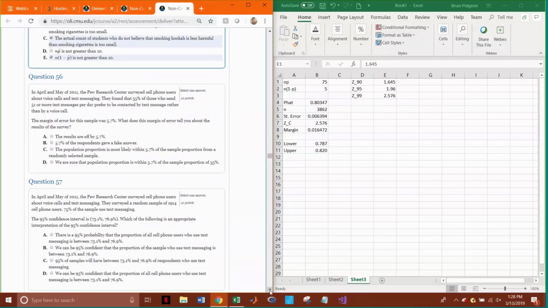56. In April and May of 2011, the Pew Research Center surveyed cell phone users about voice calls and text messaging. They found that 55% of those who send 51 or more text messages per day prefer to be contacted by text message rather than by voice call. Oh my gosh, that's so true. The margin of error for this sample was 5.7. So what does this tell you? This just tells you that the population proportion is most likely to be within 5.7% of the sample proportion from a randomly selected sample.